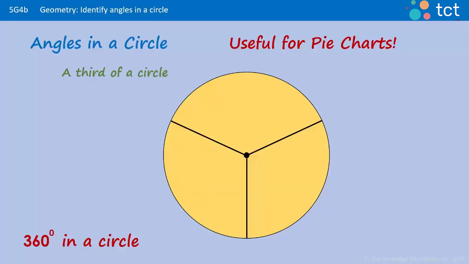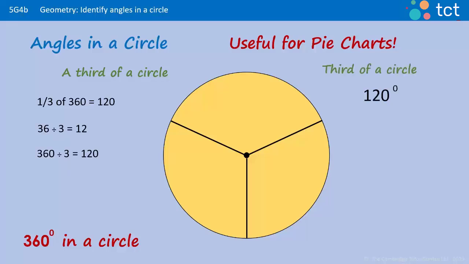Another useful one to remember is 1/3 of a circle. For 1/3 of 360 is 120. Useful to remember your 12 times tables here as well as your 9s. If you remember that 36 divided by 3 is 12, then 360 divided by 3 will be 120. So that angle there is 120 degrees, 1/3 of a circle.